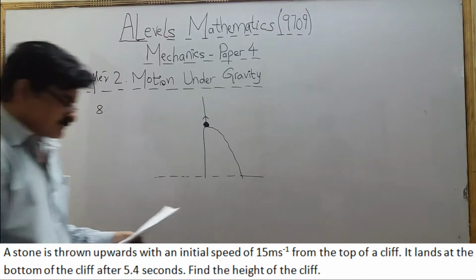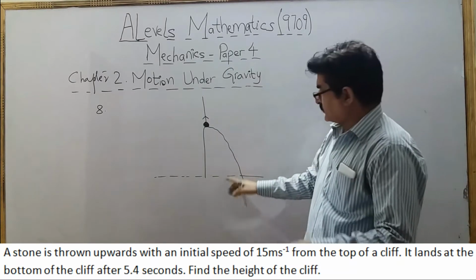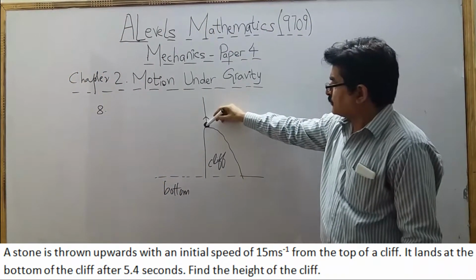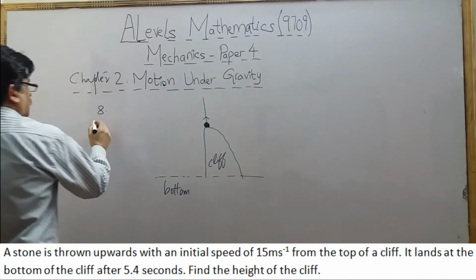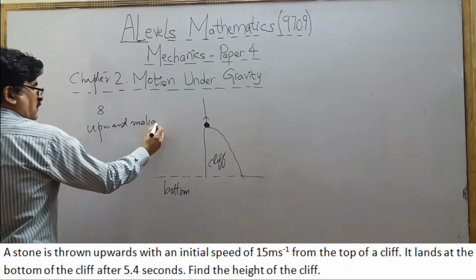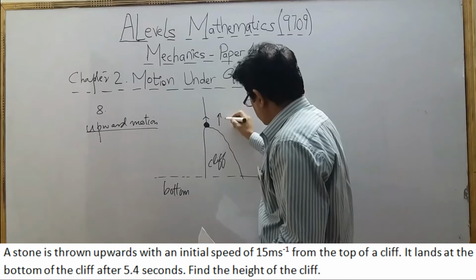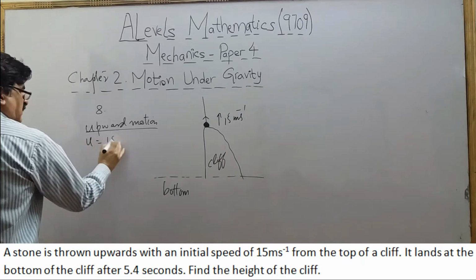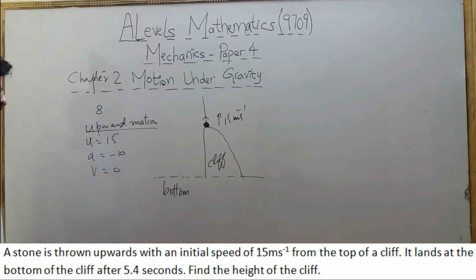Please read the question. This is the cliff, and this is the bottom of the cliff. We are standing here. We have thrown some particle from here in upward. So for upward motion, what is the initial velocity? It's given to be 15. From here it is projected with 15 meter per second. So we have this data, u is equal to 15, acceleration is minus 10. At the highest point, velocity will become 0.